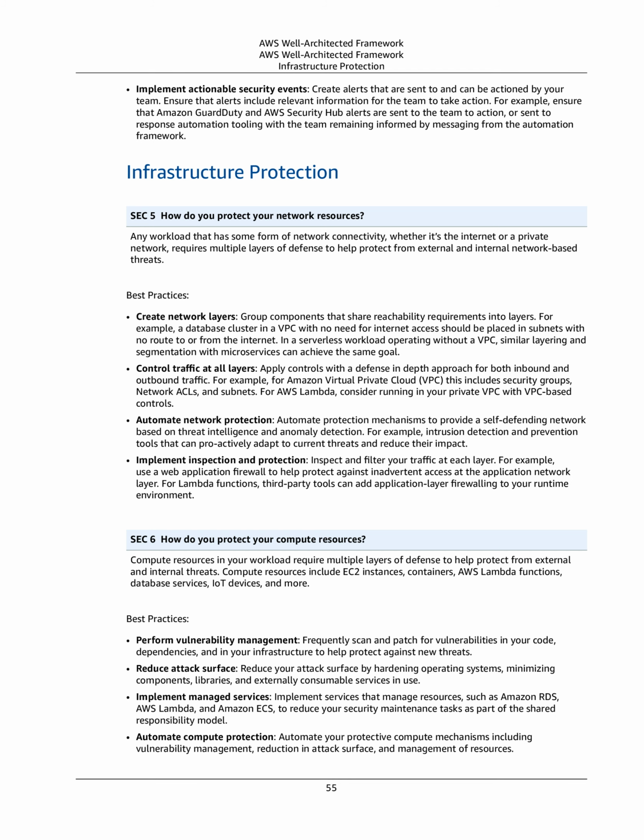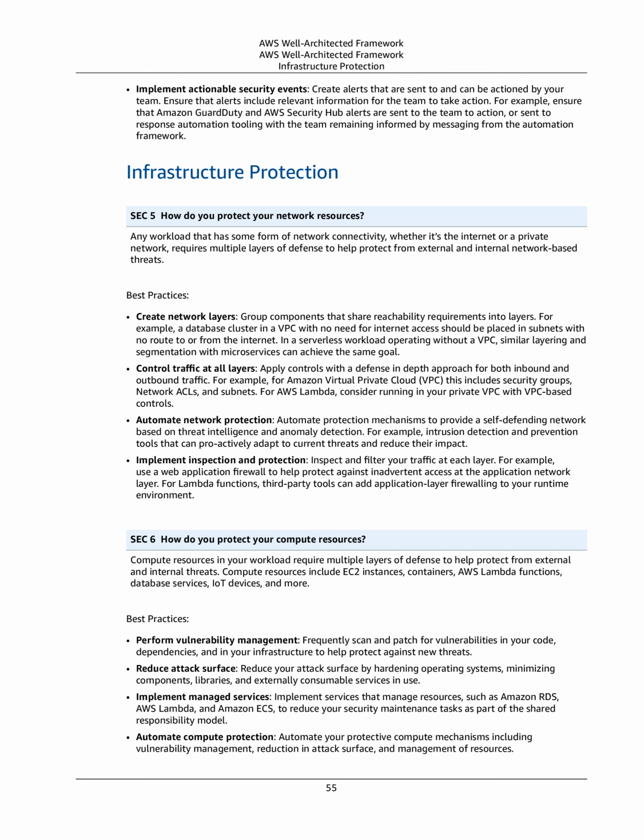Control traffic at all layers. Apply controls with a defense in depth approach for both inbound and outbound traffic. For example, for Amazon Virtual Private Cloud, VPC, this includes security groups, network ACLs, and subnets. For AWS Lambda, consider running in your private VPC with VPC-based controls.